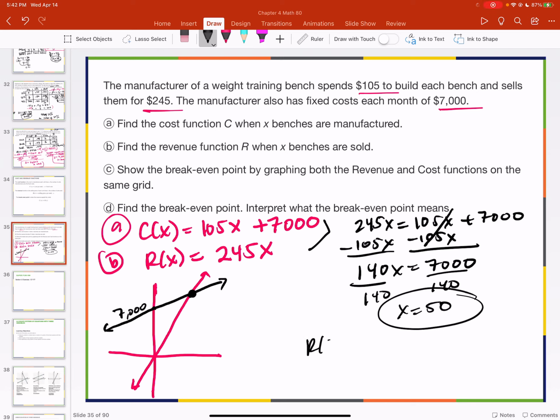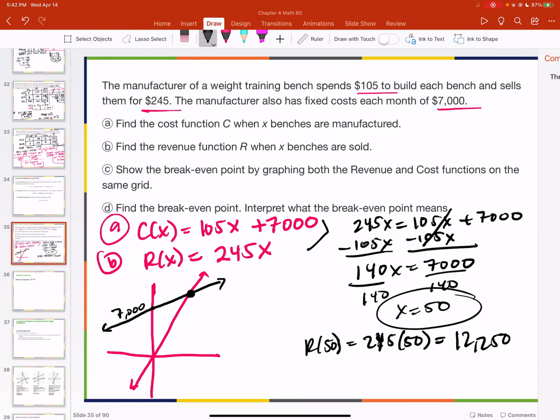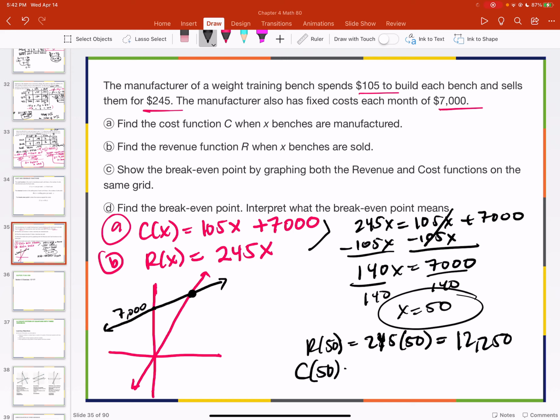So what is R of 50? R of 50 is 245 times 50. That's going to be 12,250. And notice the cost of selling 50 is equal to 105 times 50 plus 7,000, and that's also equal to 12,250, which makes sense because that's the break-even point. So at this point here, you have 50 and 12,250. Okay. And that's it for this section.